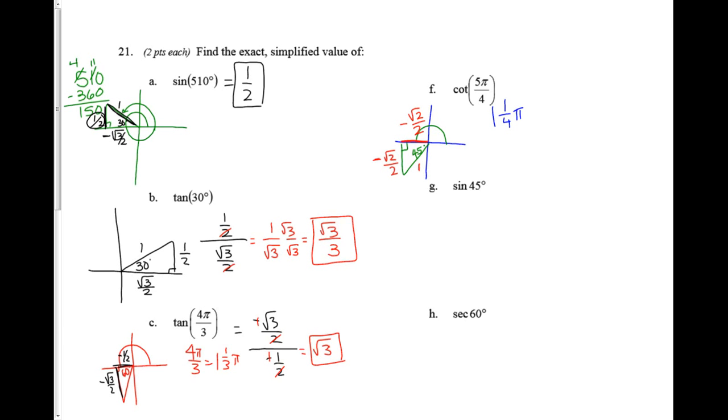The cotangent is the adjacent over the opposite. In this case, it really doesn't matter since they're both the same thing. So I have negative square root of 2 over 2 over negative square root of 2 over 2, which we should realize just simplifies to plain old 1.